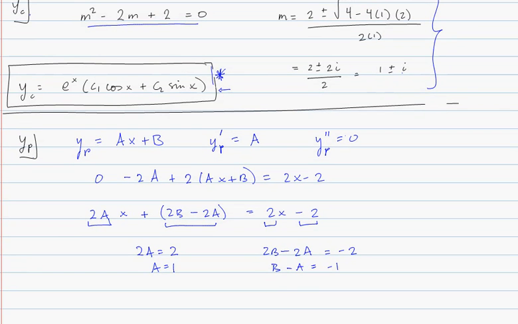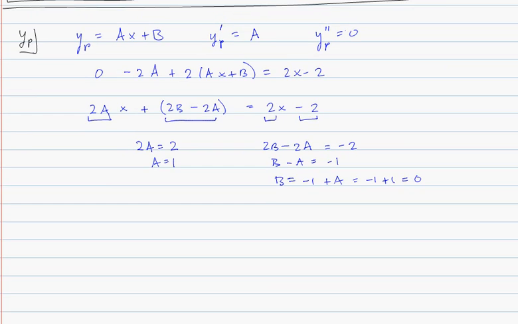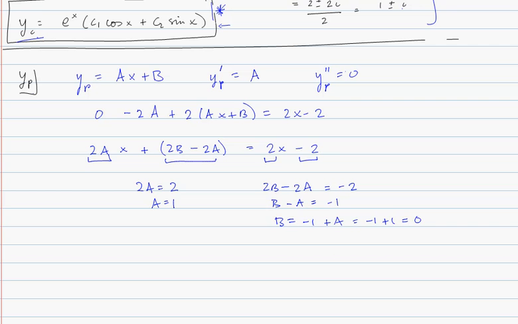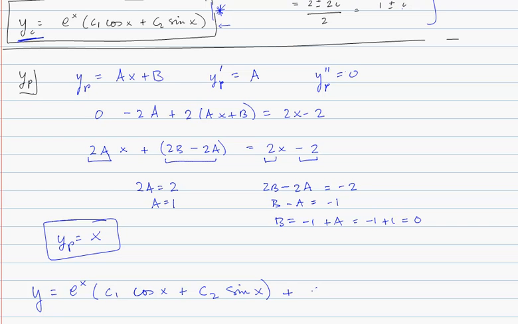Let's go on further. Or b is equal to minus 1 plus a, which is minus 1 plus 1, or 0. So b is 0, a is 1, and that gives us then, let me go up just a little bit, so we see here's the homogeneous solution, and yp is going to be just x, and the general solution is going to be e to the x times (c1 cosine x plus c2 sine x), so yc plus yp, which is x.